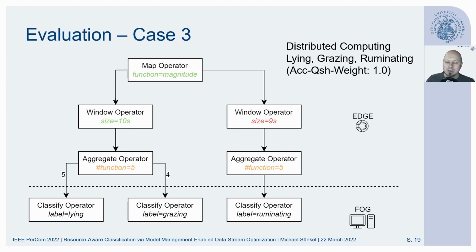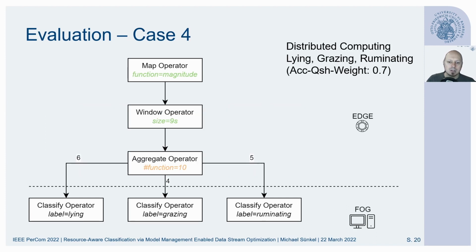From evaluation case 3 and onwards, we are enabling the machine learning model management component, the model set miner. In evaluation case 3, we are setting the accuracy query sharing weight to 1, which means that only accuracy is important for model mining. As you can see in the shown operator graph, there is a partial window alignment between the models of lying and grazing.